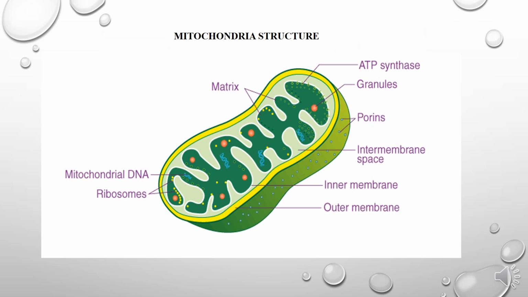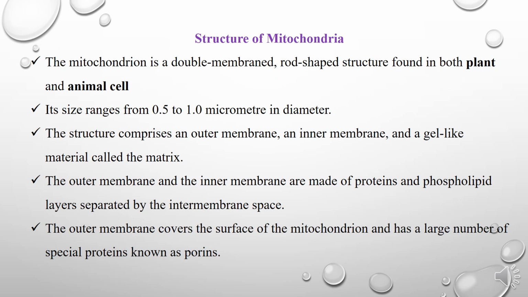And this slide shows the mitochondria structure where various parts like matrix, mitochondrial DNA, ribosomes, ATP synthase, granules, porins, intermembrane space, inner membrane, outer membrane. Each part has its own role and its function is very important for the cell digestion.